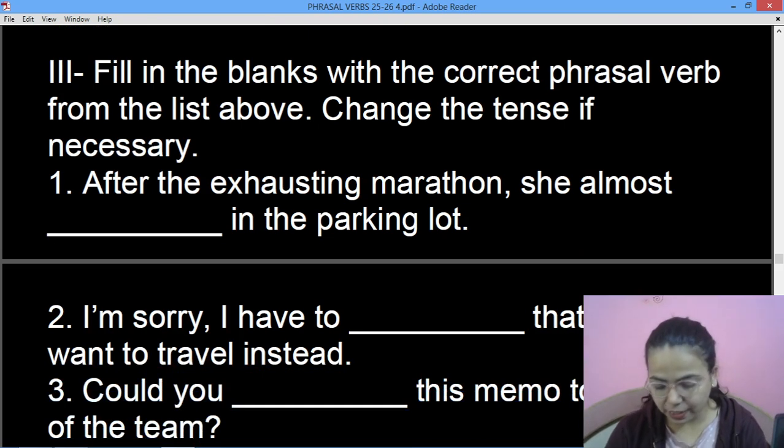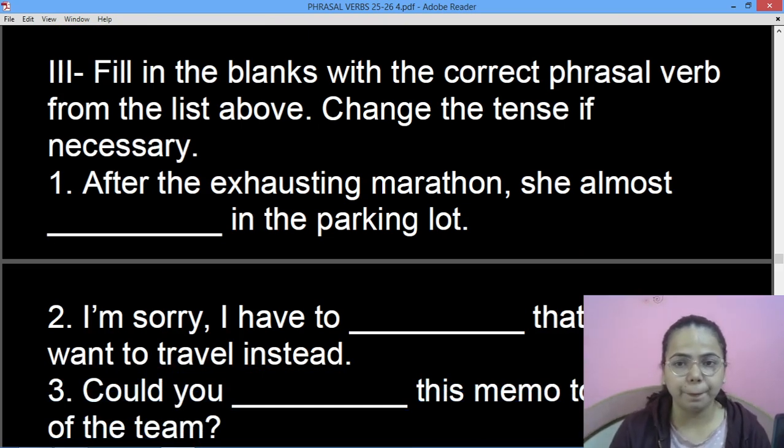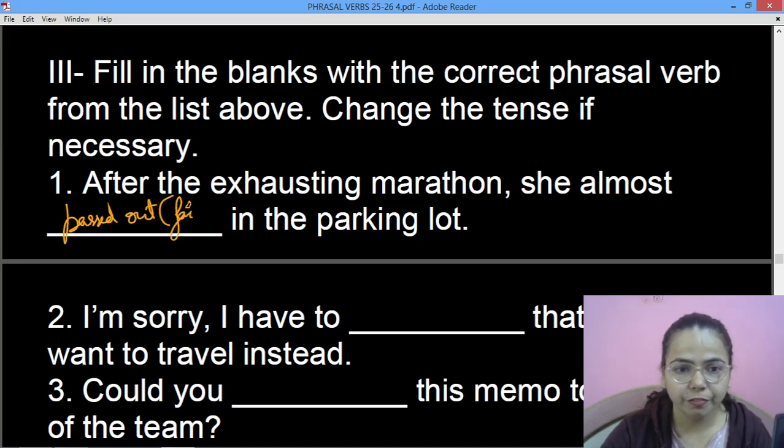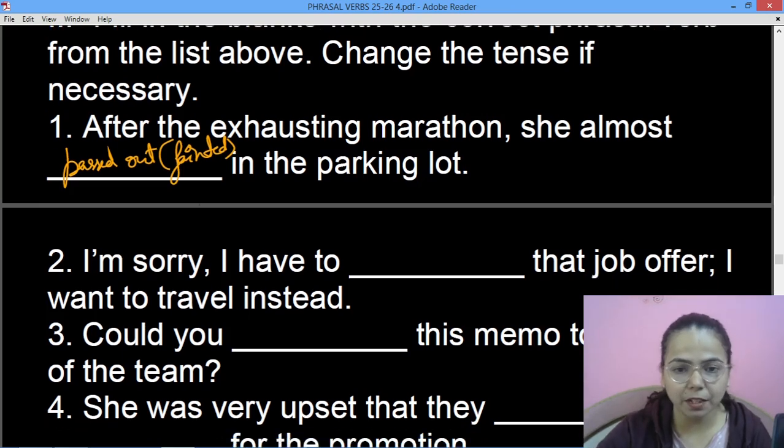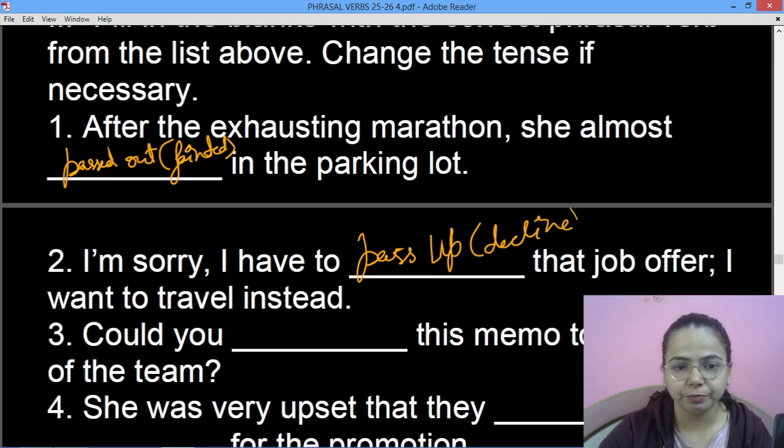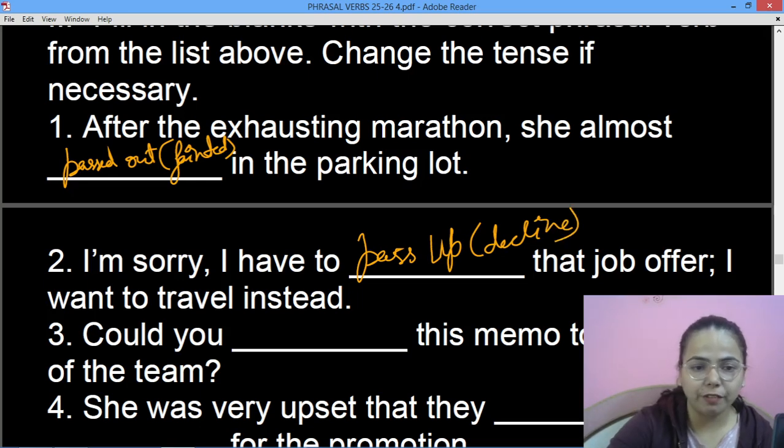ठीक है. Then next is the third one, that is the exercises from pass. After the exhausting marathon, she almost passed out, means to faint. Okay, then pass up. I am sorry, I have to pass up or decline that job offer. I want to travel instead.